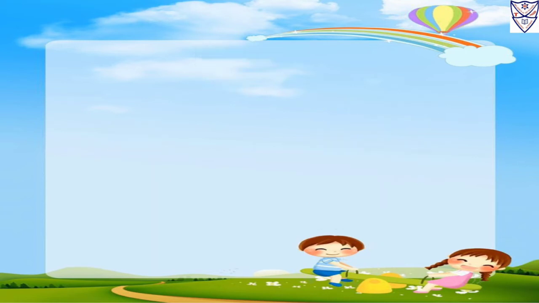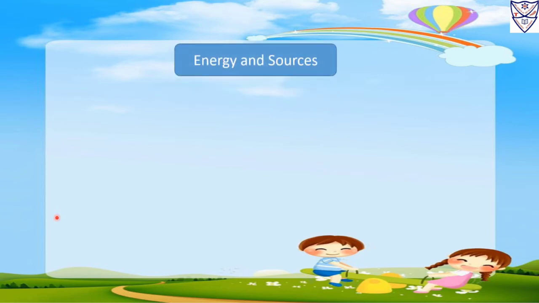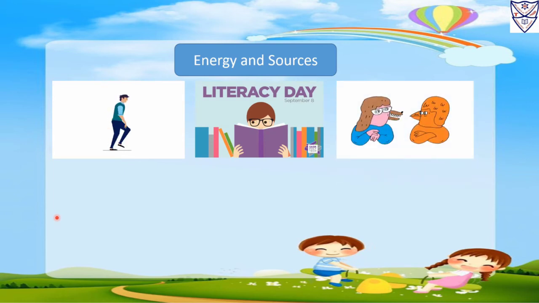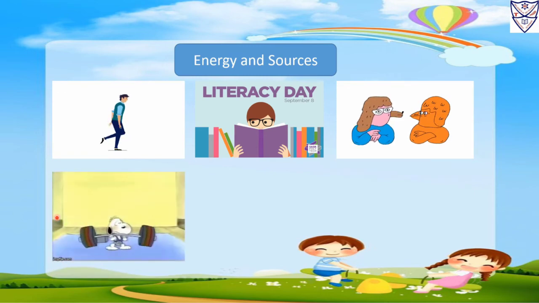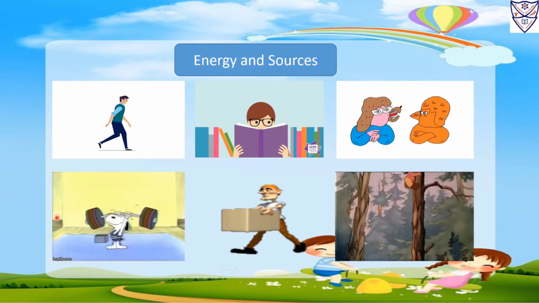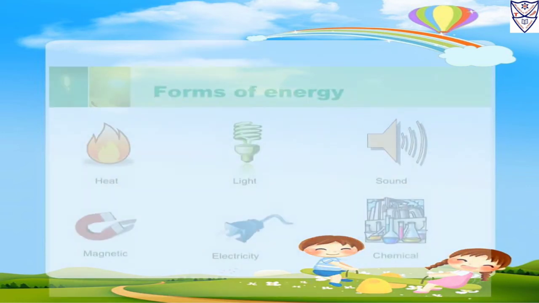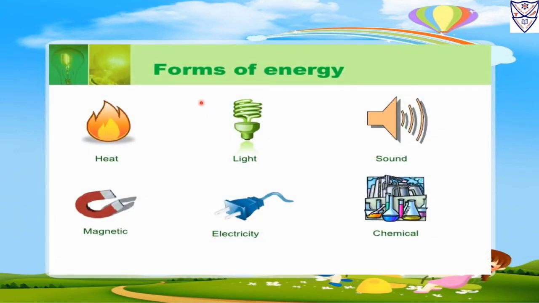Energy and sources. Energy is the ability to do work. For all basic activities like walking, reading, talking, and for difficult tasks like lifting, carrying and climbing, we need energy. Different energy is needed for all these activities. It exists in various forms like chemical, mechanical, light energy, electric energy, magnetic energy and sound energy. Energy can be changed from one form to another.